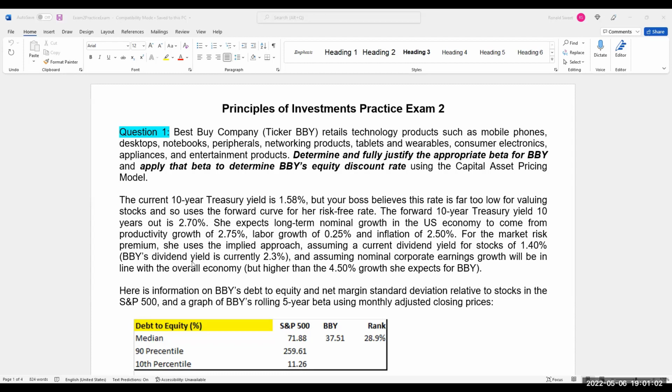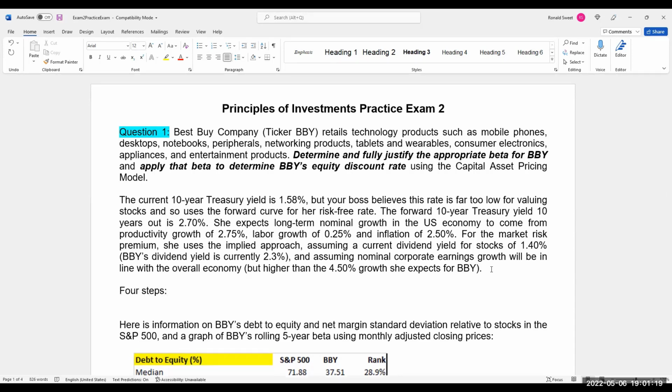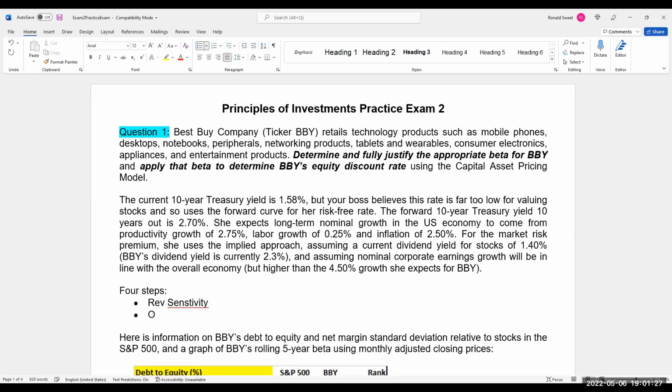So let's first look at what we're supposed to do. Here we're supposed to justify beta and get a discount rate. So justify beta, remember there's 4 steps and you want to write these 4 steps out. You've got sensitivity, revenue sensitivity, operating leverage.